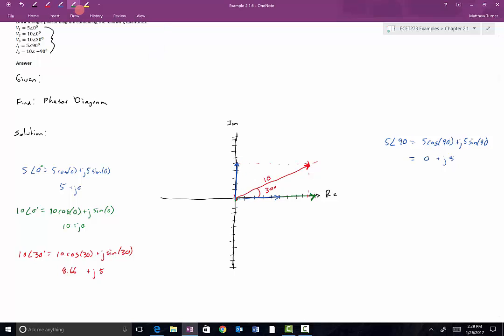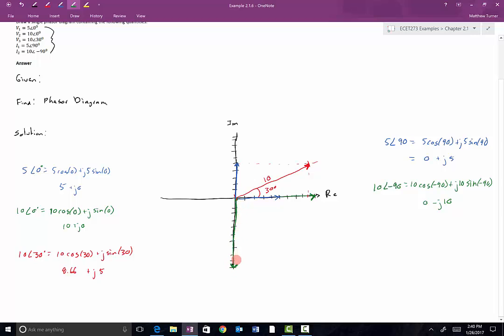And then the last one is going to be 10 at angle negative 90. And so that's going to be equal to 10 cosine of minus 90 plus j10 sine of minus 90. And so that's 10 times 0 is 0, 10 times minus 1 is minus 10, minus j10 there. So 1, 2, 3, 4, 5, 6, 7, 8, 9, 10.